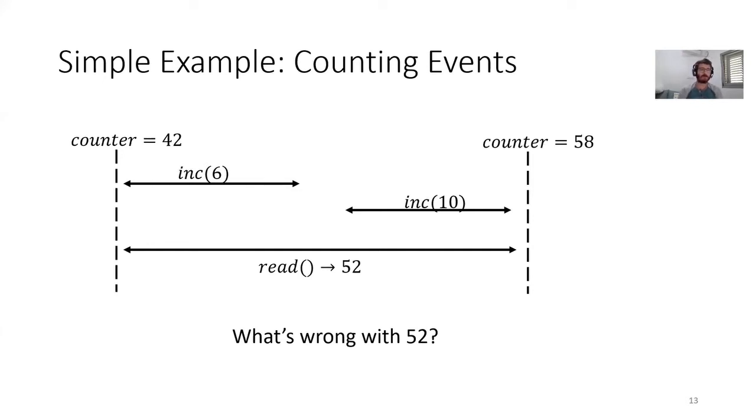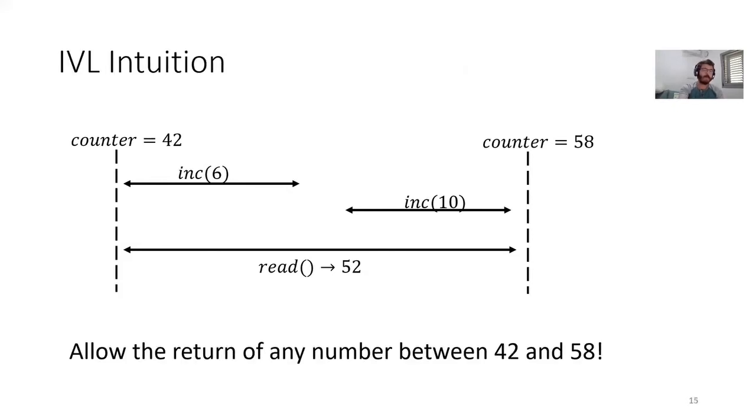So what's wrong if I would have read 43? What's wrong with any of the numbers between 42 and 58? Is anything inherently wrong with them? The intuition behind IVL is that no, there is nothing wrong with any of the numbers that are bounded between two legal ones. And it allows the return of, in this example, any number between 42 and 58. Well, that's the intuition and informally how IVL works.